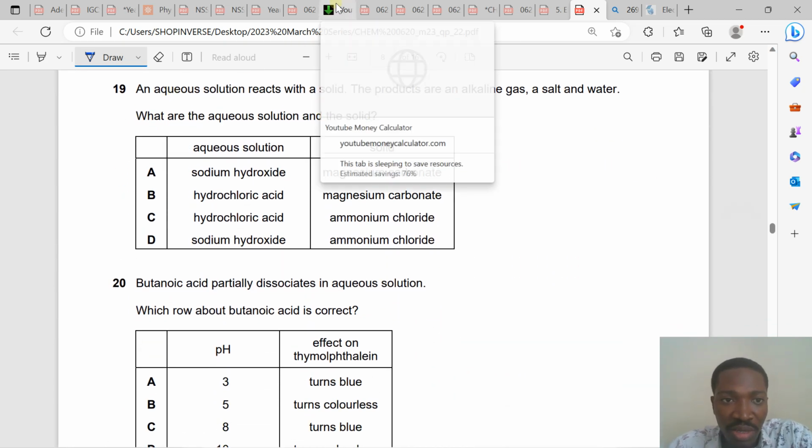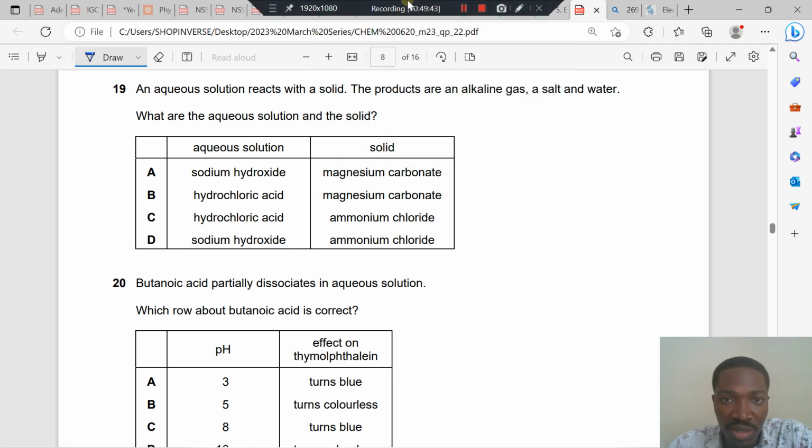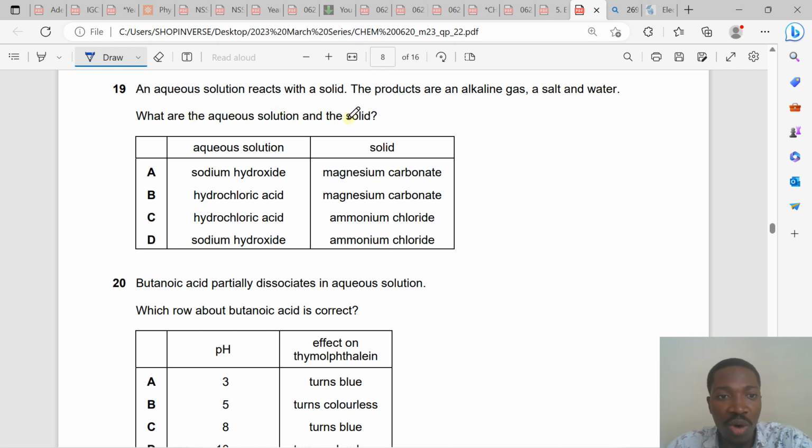Question 19. An aqueous solution reacts with a solid, and the products are an alkaline gas, a salt, and water. What are the aqueous solution and the solid? What's the aqueous solution that can react with a solid and the product will be an alkaline gas? Let's see. Sodium hydroxide, then magnesium carbonate. Sodium hydroxide, NaOH, reacts with magnesium, Mg.